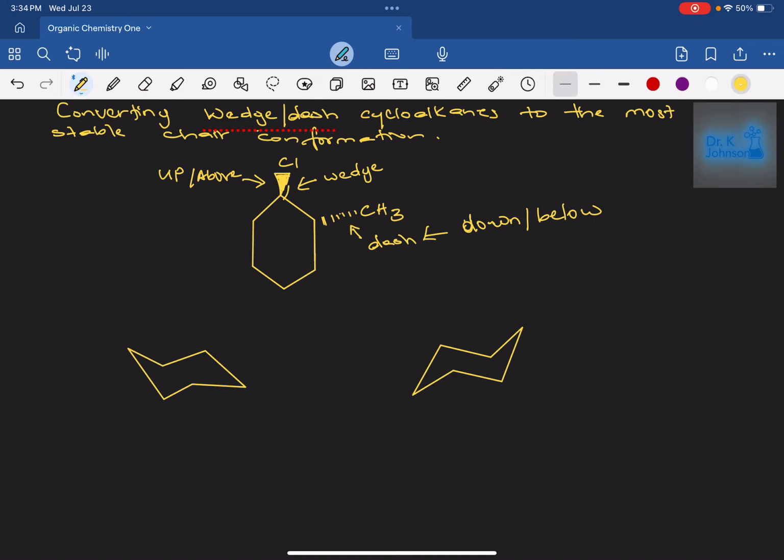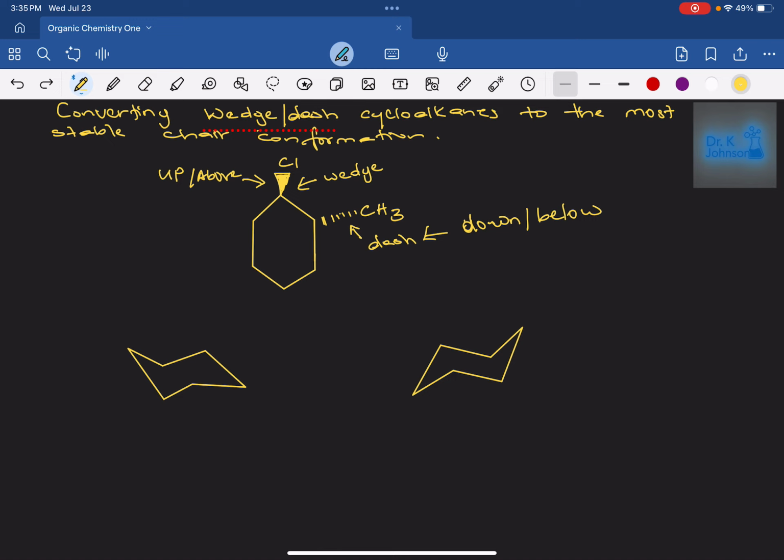Your chlorine is wedge, which means it's above the ring, which means that whenever you put it on your chair, you need to put it in the position that is up or above the ring. Up and above the ring is the same place. So wherever you put your chlorine on this ring, nobody cares. It's your ring. You decide. You know I love the nose, so I'm going to stay on the nose. The key is wherever you put chlorine, CH3 is right next to it, in whichever direction you want.